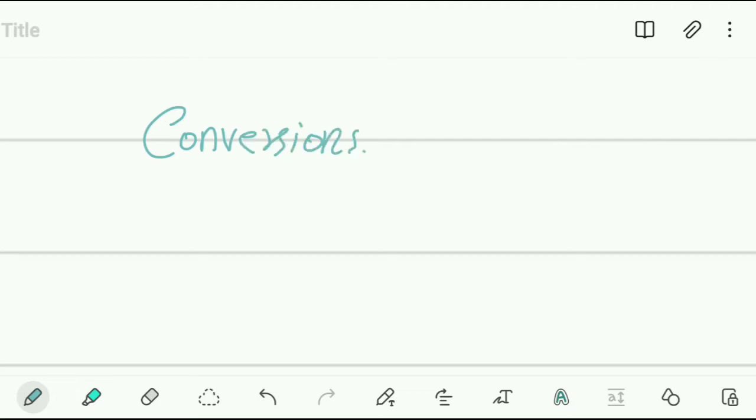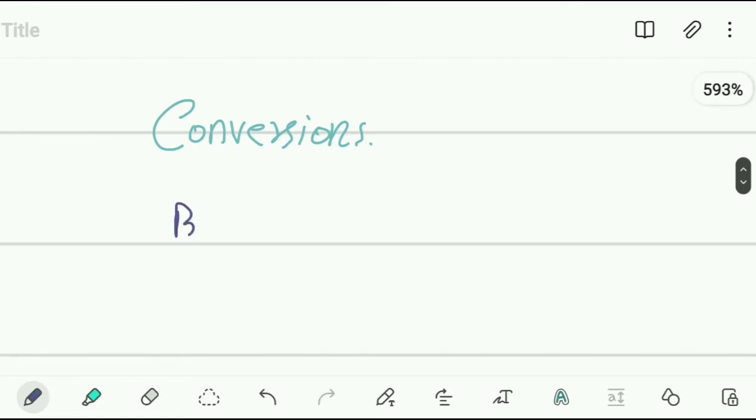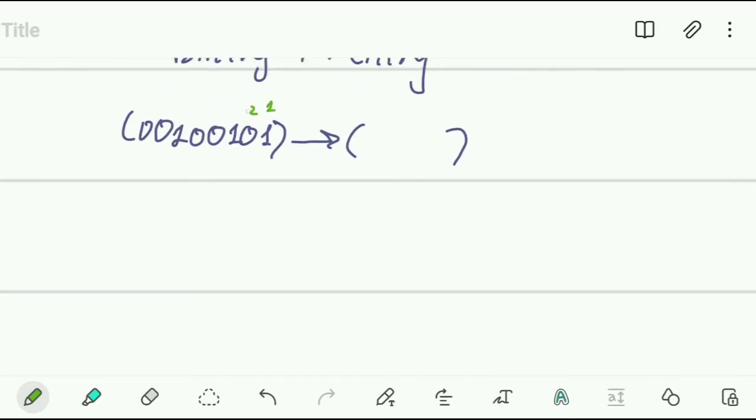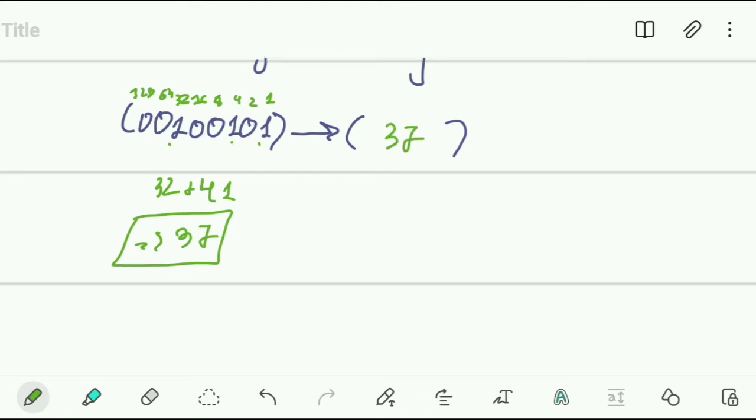How do we do the conversions? Okay, binary to denary. I've been given the binary 0 0 1 0 0 1 0 1, and I need to convert this to denary. How am I going to do that? I told you right from the beginning of this video how to convert this. You just write down 1 2 4 8 16 32 64 128. So right here we have 32 plus 4 plus 1. We add it up and it's going to be 37. There you go, this is binary to denary.